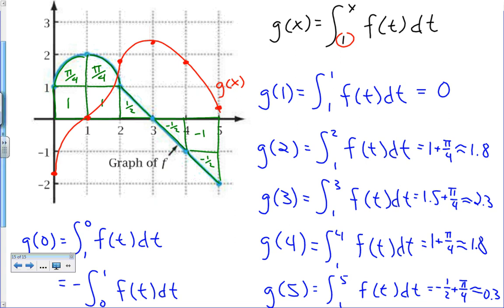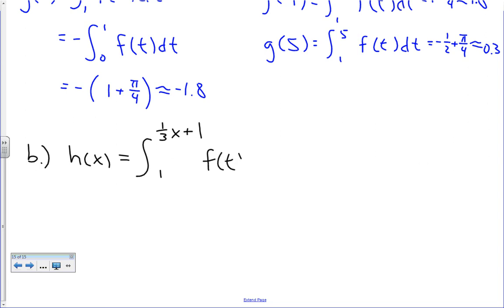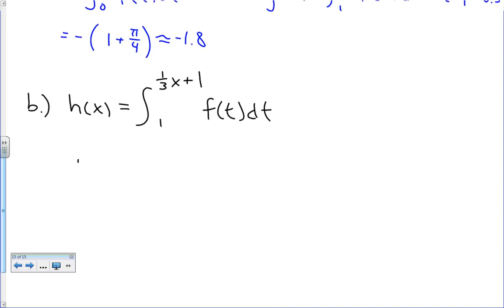All right. The second half of this question here, part B, says to let h of x be equal to the integral from 1 to, I'm going to write it as 1/3 x plus 1, or x over 3, however you want to write it, of f of t dt. And the question is, what's h prime of 3? All right, so to find h prime of 3, the first thing we have to do is find out what h prime of x is equal to. And then once we know what h prime of x is equal to, we can then find out what h prime of 3 is equal to.